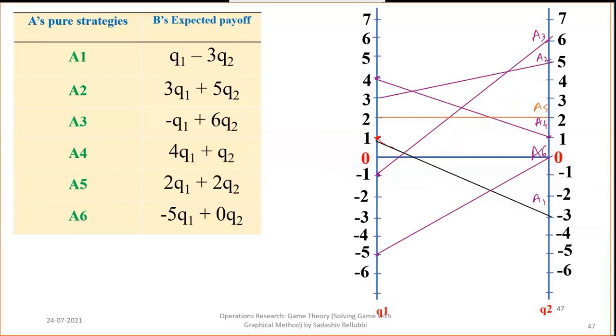You may ask regarding A6. A6 is 0 Q2. This is 0 Q2. So here you need to join the line.